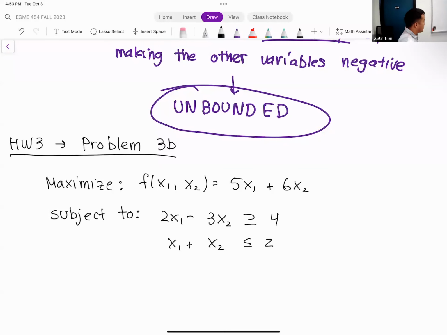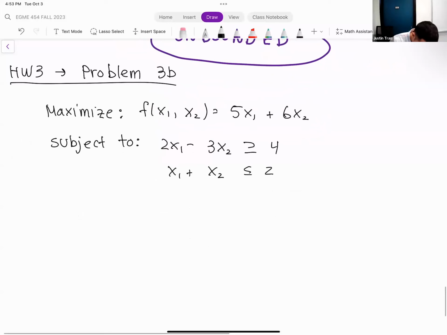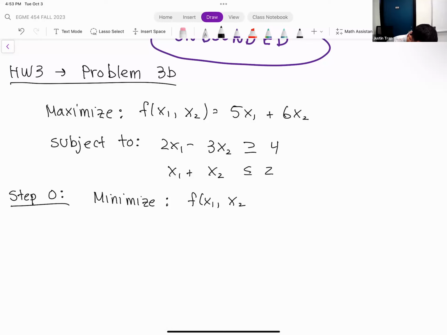It may happen. Okay, first thing, step zero. Step zero is to get this problem into standard form. Okay, so remember, standard form is to change any maximize operation to minimize by multiplying by negative one. So our objective function will be f of x1, x2 equals minus 5x1 minus 6x2, okay? And we're going to change all greater than or equal to operations to less than or equal to by, again, multiplying by negative one.